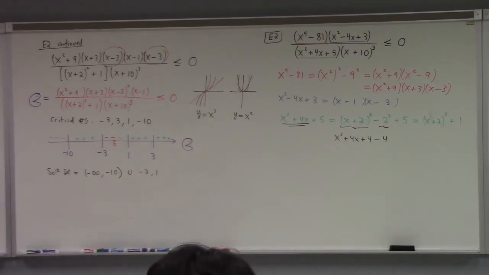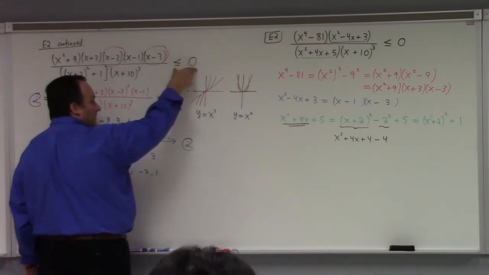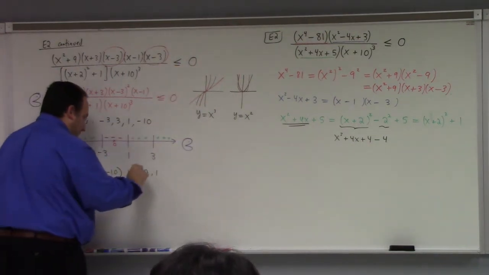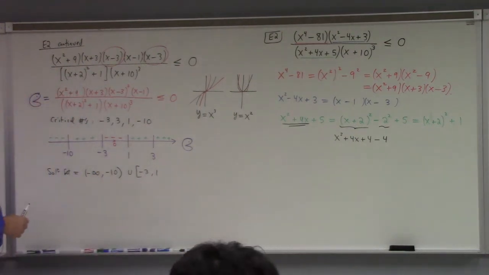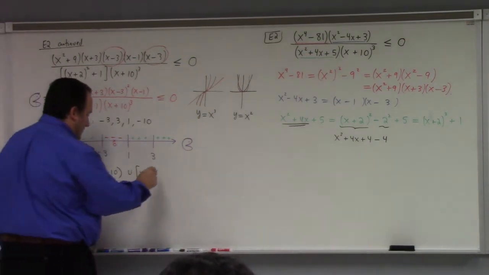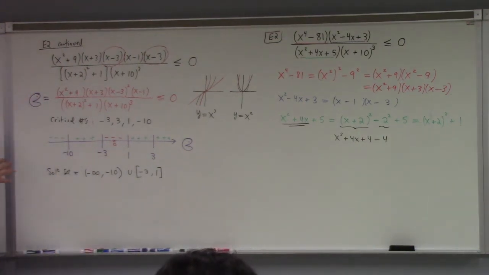How about minus 3? Include or exclude? We want to include it because we're looking at less than or equal to 0. We're interested in that, so we include the minus 3. All right. How about 1? Again, 1 is in the numerator. That gives us a 0 for the expression. We're looking for zeros, so we include that. All right, that's the bulk of the answers.